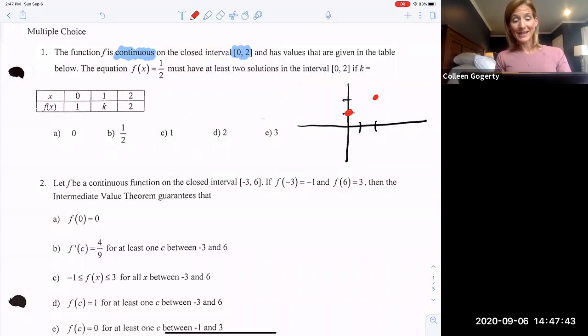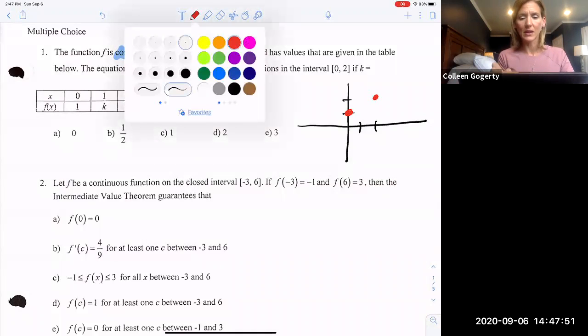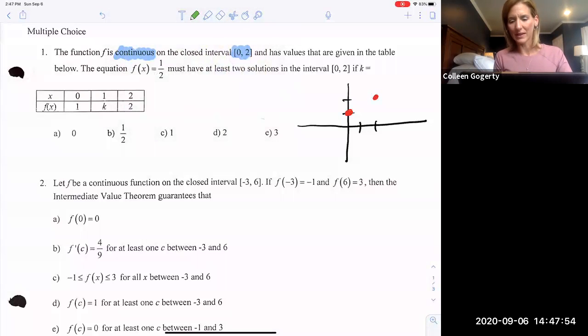Now, what they're asking here is what could k be so that f of x equals a half is going to have two solutions? Well, first thing I want to do is, what does f of x equals a half look like? I got to do this. F of x equals a half is like a horizontal line coming across at a half. So in order for this to happen, think about it, like I know that the graph is continuous from 0, 1 to 2, 2, but I cannot determine that it just goes like this. Okay, I cannot make that distinction. I don't know that information. So I'm getting rid of that.